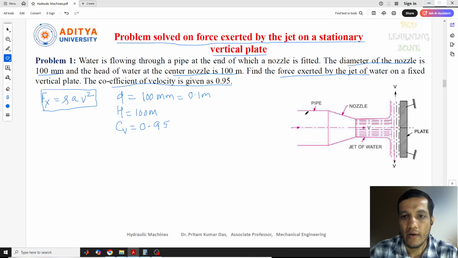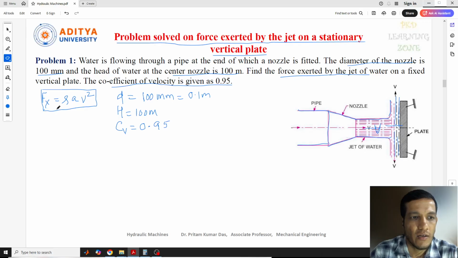So actually the water is flowing through a pipe, and in the pipe a nozzle is fitted. You can see a convergent nozzle is fitted here, and from this nozzle the jet of water is coming out with a velocity of v. You can see that the diameter of the nozzle is given, and after striking the plate the fluid is coming out from this. This one we have already discussed in the last class, the derivation part. So based on that we'll solve this one.